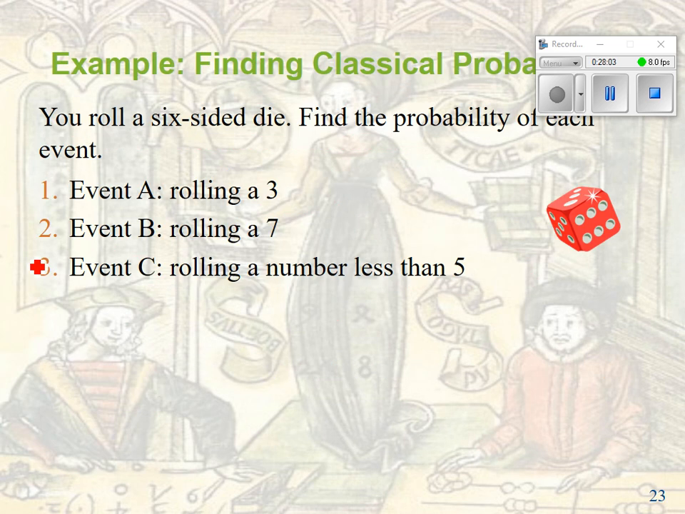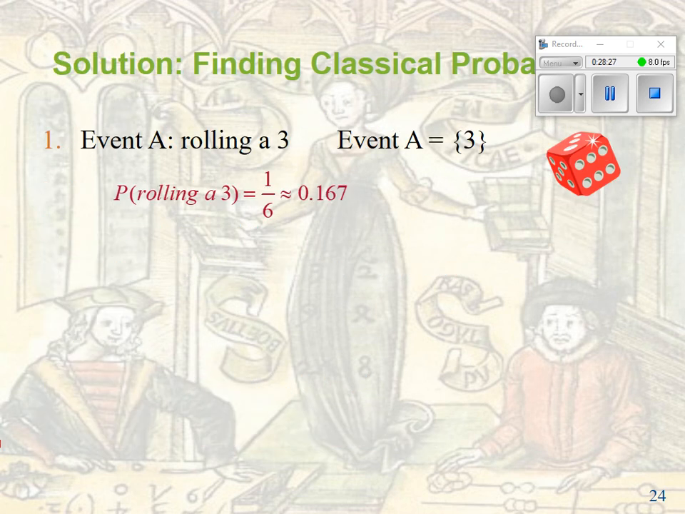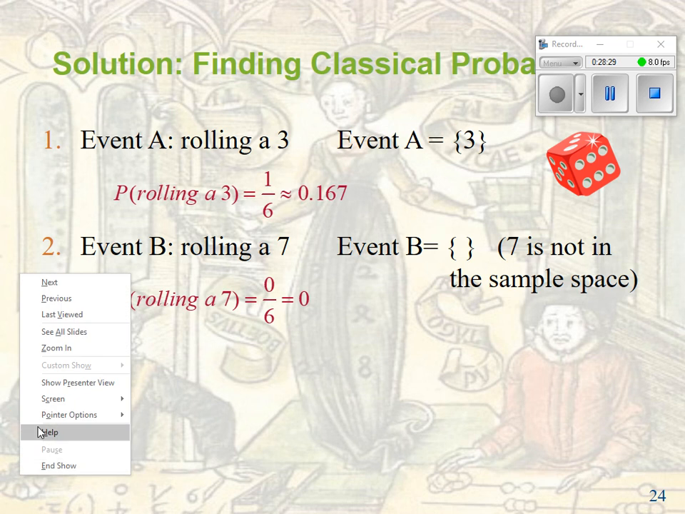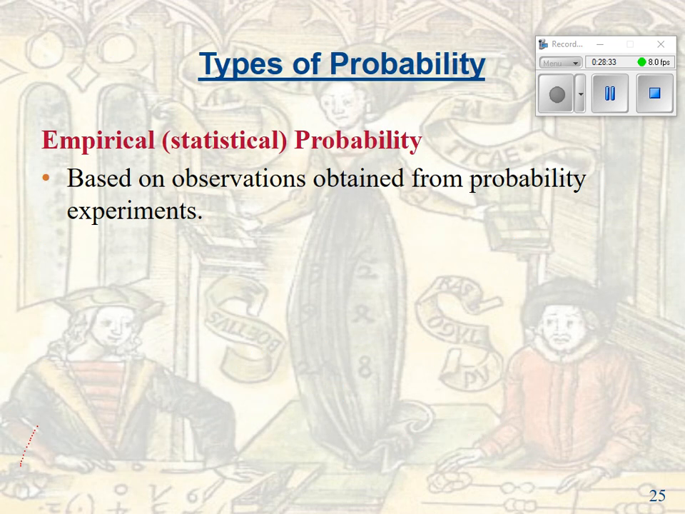You roll a 6-sided die, find the probability of each event. What's the probability of getting a 3? 1 out of 6. What's the probability of rolling a 7? 0 out of 6. What's the probability of rolling a number less than 5? 4 out of 6, which would reduce to what? 2 out of 3. And I don't mind if you don't change that. If you don't reduce it, it doesn't usually hurt anything. But your calculators will do that for you.